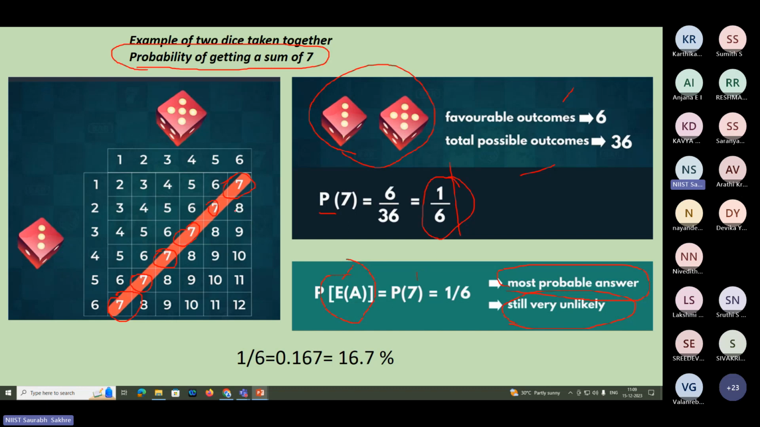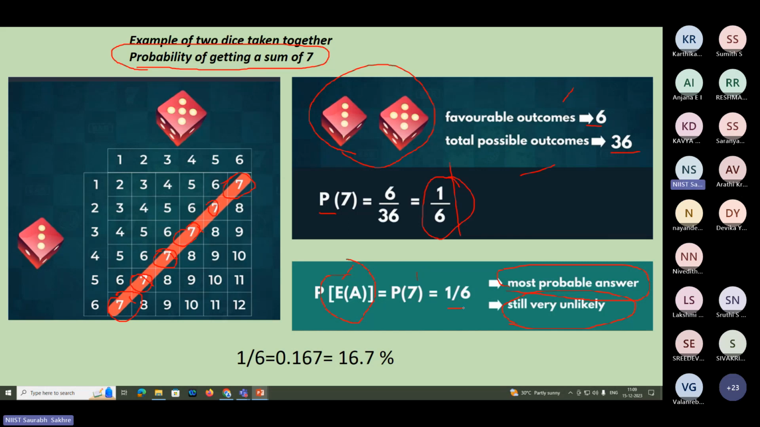Okay, so here we have seen that 7 is coming 6 times. If I'm throwing dice, it is there 6 times: 1, 2, 3, 4, 5, 6. So my favorable outcomes will be 6, right? Favorable outcomes will be 6 and total possible outcomes will be 36, right? 6 into 6. So 1 by 6.